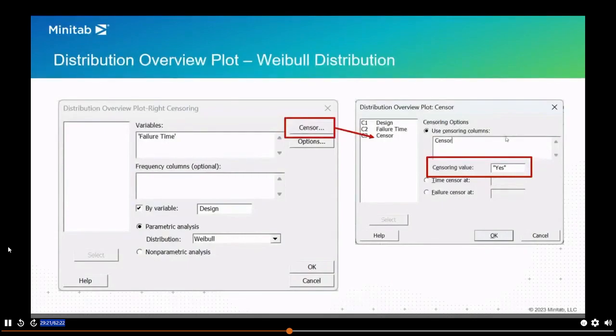Okay, so going back, we call it a by variable because we're just comparing a few groups. So we're going to look at the failure by design, meaning we're going to compare the old design to the new design. And I'm just starting with the Weibull distribution. I almost always do that in reliability data. And then if that doesn't fit well, then I might do a distribution identification. Okay.